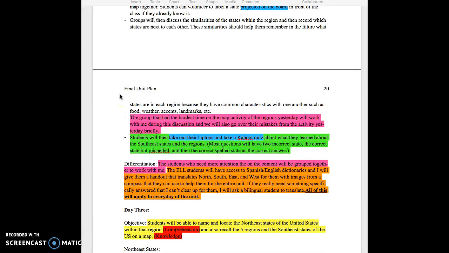When they are in those groups, they're going to be discussing the similarities of the states. This isn't really something that is in the standard, but it will help them remember what states are in each region because of the similarities. For example, everyone in the Southeast, there's some people with Southern accents, or they like the Southeastern Conference football, and they're just kind of going to be discussing that, whether it be food or landmarks, accents, weather, anything that's going to help them be able to remember what states are in each region.